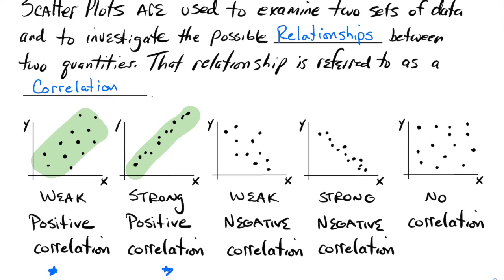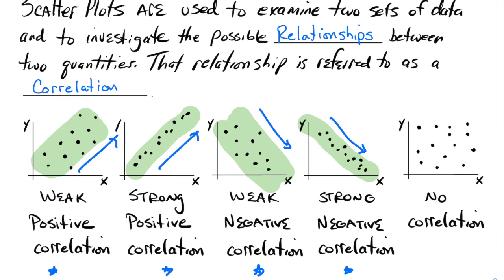My highlighter didn't need to be as thick. Same idea for the weak negative and strong negative. The idea of weak is that it is more spread out, and strong means it's more tightly packed together. Those are both negative, however. So negative is down and to the right, whereas positive was up and to the right. And then the last one over here is the no correlation. There's no relationship between these two things.